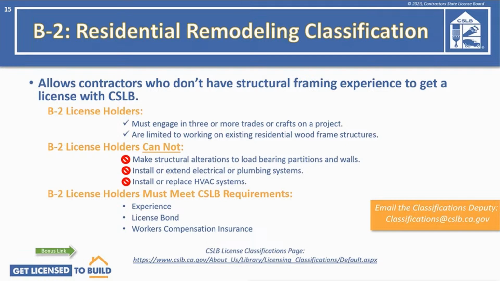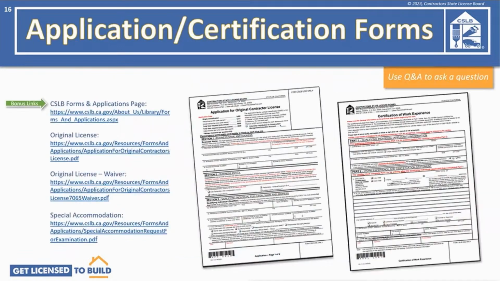Like all other CSLB licensees, B2 applicants must comply with CSLB experience, examination, license bond, and workers' compensation insurance requirements. If you have any more questions about the B2 license, email the classifications deputy at classifications@cslb.ca.gov. When you are ready to apply for a license, here are the 2 forms you will need.